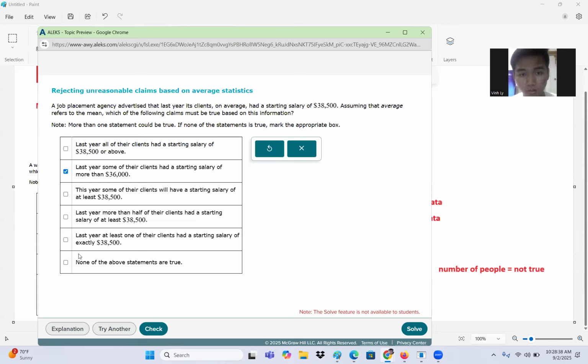Also, we don't have an exact number of people who will make exactly 38,500. So that is not a correct answer. Look at this one: last year, more than half of the clients have a starting salary of at least 38,500. That is not correct. Whenever you talk about the number of people, the number of clients, that is not the correct answer.